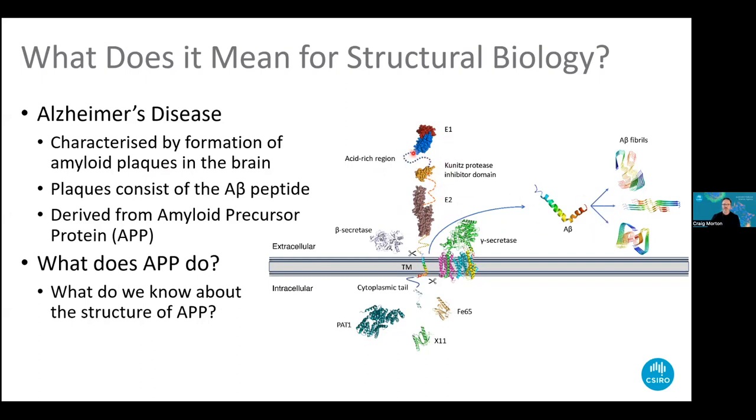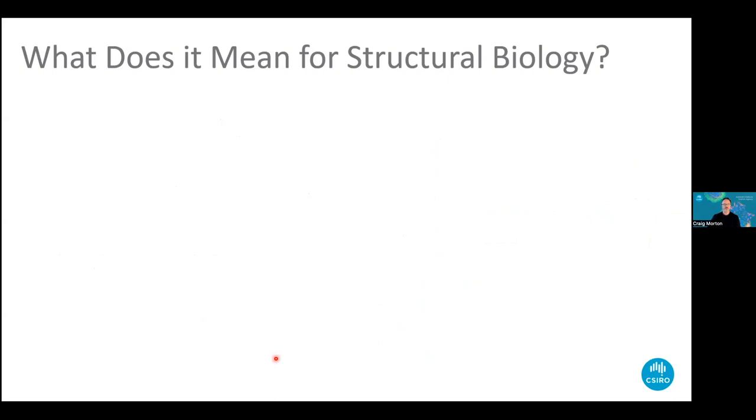There are sequences between. This is an acid-rich region, which we don't expect to have a lot of structure. There's a long region between the Kunitz domain and the E2 domain, and there's another region between the E2 domain and the membrane, all of which don't have predicted structures. To understand what APP does, what APP's actual role is, we need to know a lot more about the structure. So let's use AlphaFold to have a look at it.